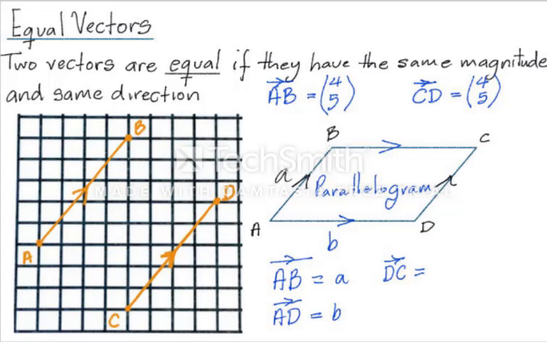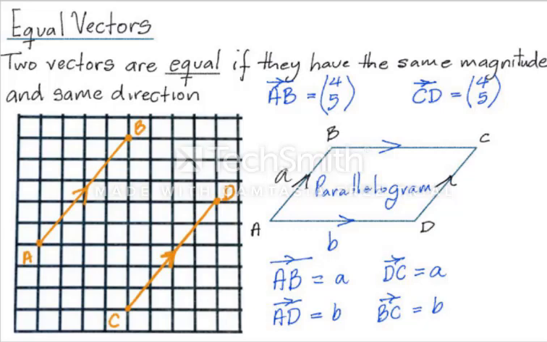So if two vectors are at opposite ends of a parallelogram, and the arrows are heading in the same direction, the two vectors are equal vectors. So the vector AB is equal to the vector DC, and both of them are equal to the vector a. It is also true about BC. AD is equal to BC, and they're both equal to vector b.